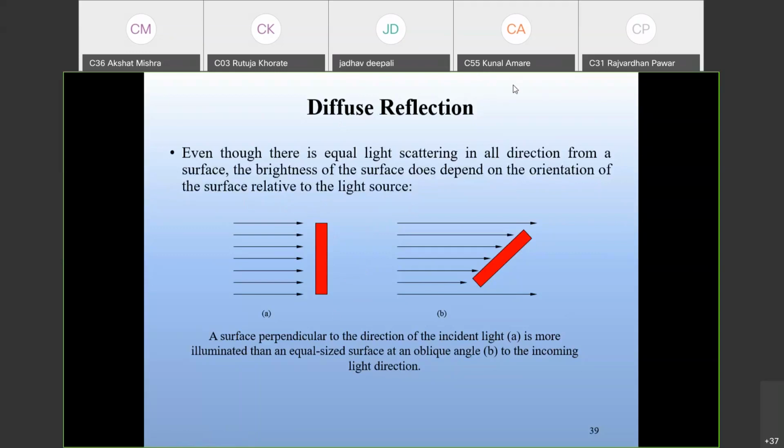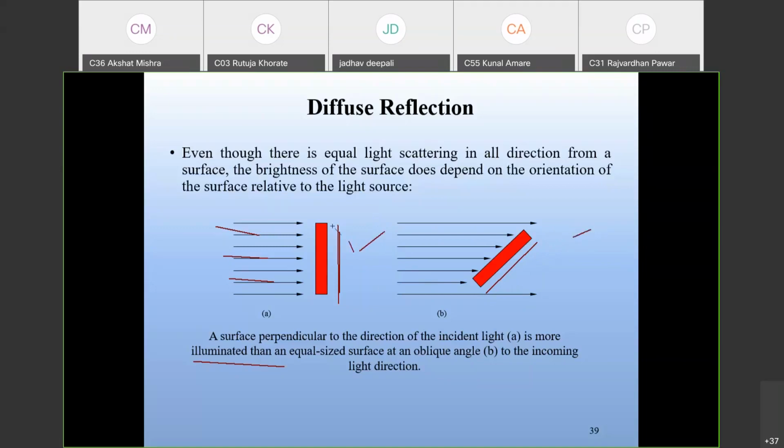So here, a surface perpendicular to the direction of incident light is more illuminated. It reflects more light than the surface which is at an oblique angle, or slanted. That surface reflects less light, so there is less illumination than this one. This surface has higher illumination than this surface.